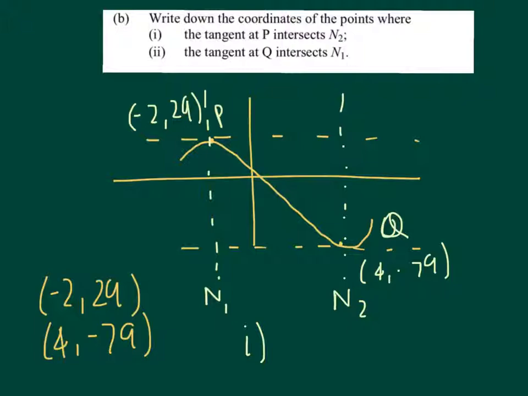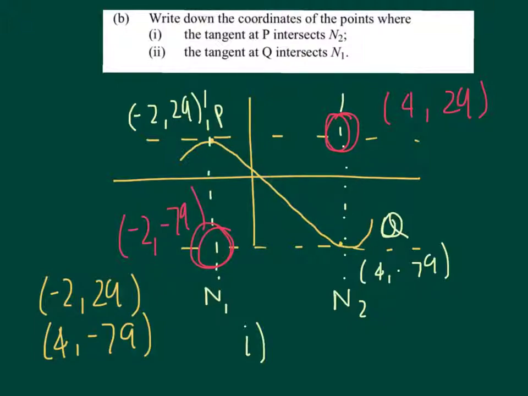So that is, we have to find this point, which would be 4, 29. And then for II, we have to find where tangent at Q intersects n1. So that would be here. So we know that would be negative 2, negative 79. So this was 4, 29, and II would be negative 2, negative 79.